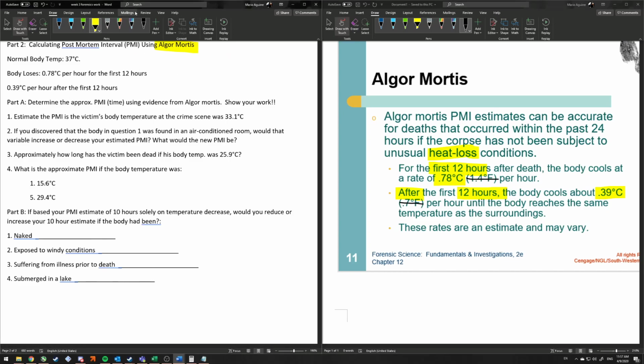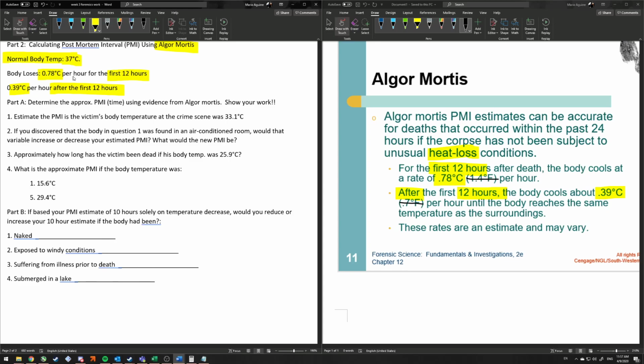So we're going to move back over here to the left side of the screen, and I'm going to highlight this right here. Normal body temperature is 37 degrees Celsius. So for the first 12 hours, 0.78 for the first 12 hours, and then 0.39 after the first 12 hours. So this is what we're going to do first: we're going to calculate what the body temperature is after 12 hours.